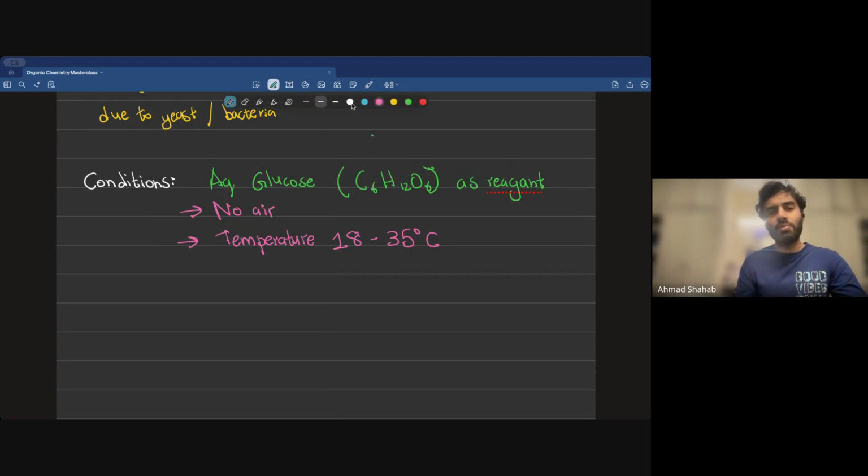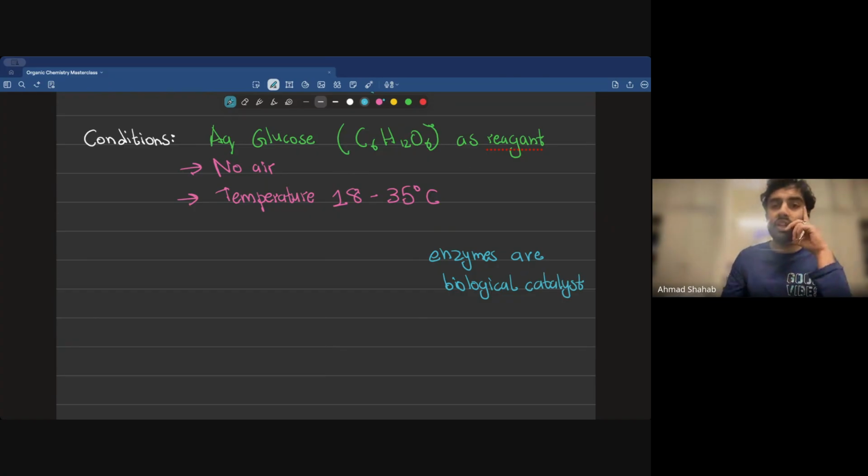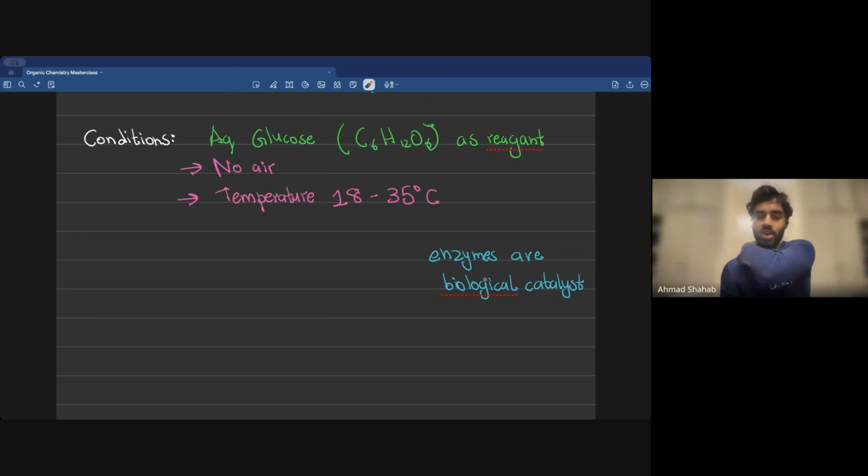If you know biology one bit, that helps, but even if you don't, this is something you don't really need to know per se. Enzymes are biological catalysts. They are catalysts found inside living organisms, because we have tons of chemical reactions going on in living organisms, and we have some naturally occurring catalysts in our body, and those catalysts are known as enzymes.